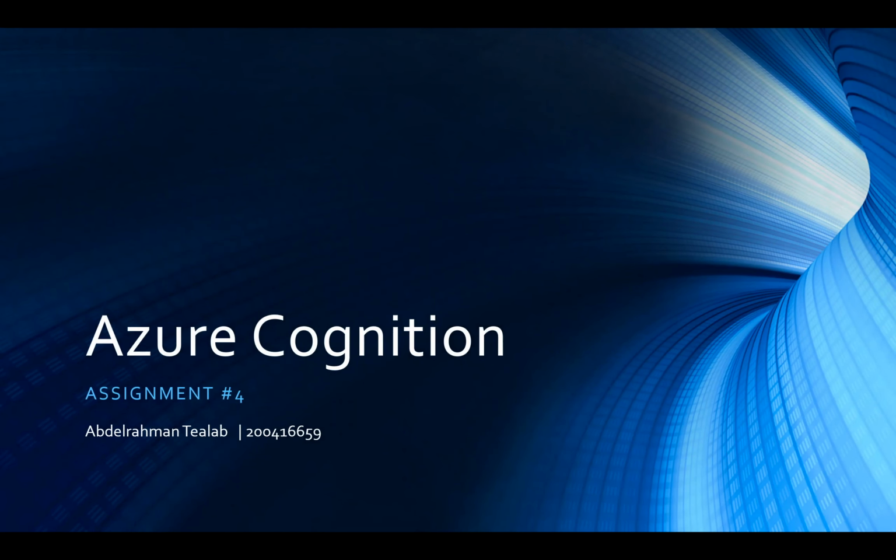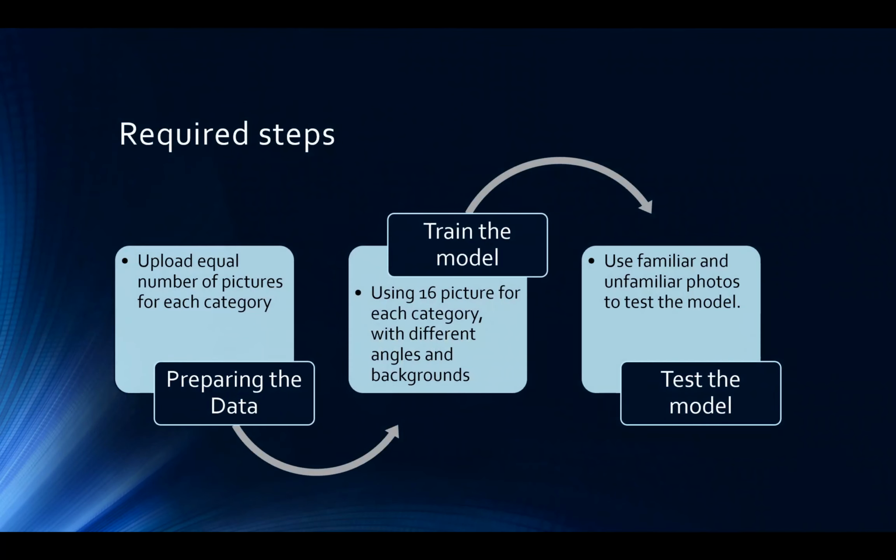Hello everyone, my name is Abdurrahman and today we're going to talk about Azure Cognition AI and we're going to be using image recognition. The required steps are to upload an equal number of pictures for each category that you're trying to recognize, and then we're going to train the model using 16 pictures for each category with different angles and backgrounds. Then we are going to test the model using familiar and unfamiliar models and photos.